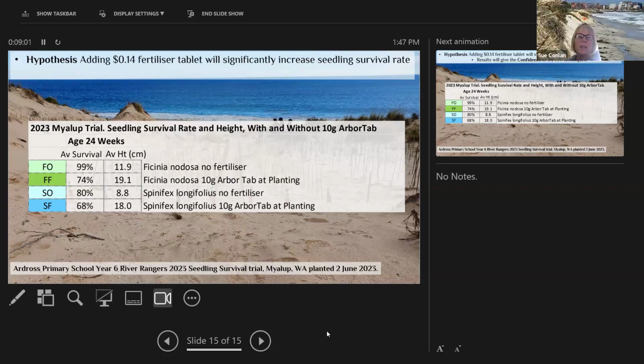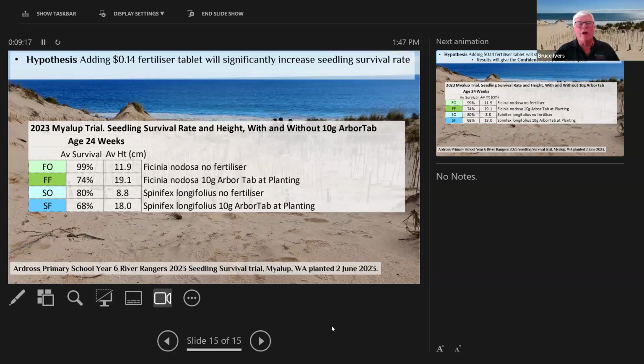Thanks, Bruce. I'm just wondering if you could tell us how often you watered and what months. In this case, there was no watering at all. Wow. Except that we had quite a lot more rain in 2022 than we did in 2023.